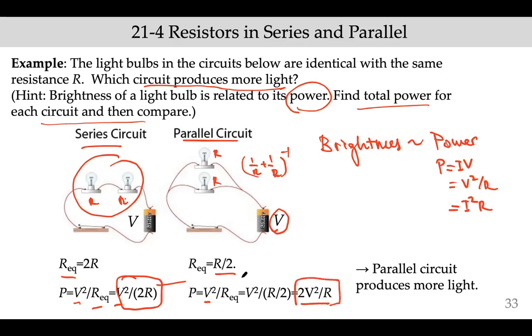Now if you compare these two, this one is obviously greater. So the parallel circuit produces more power, or these two bulbs, when they're connected in parallel, they consume more power. So what it means is the second circuit, the parallel circuit, will create more light, or it will be more bright.